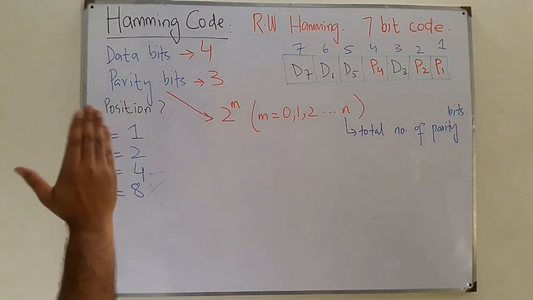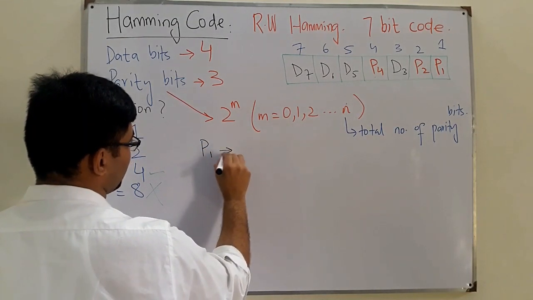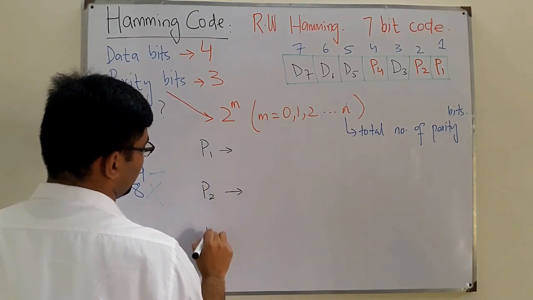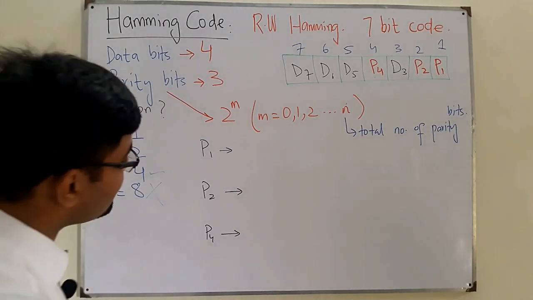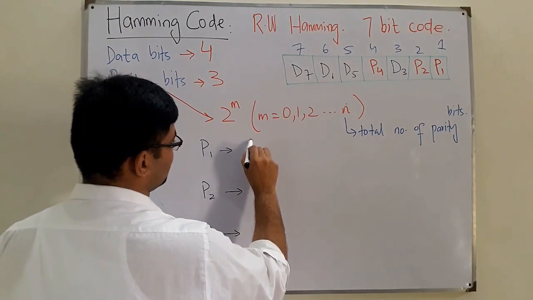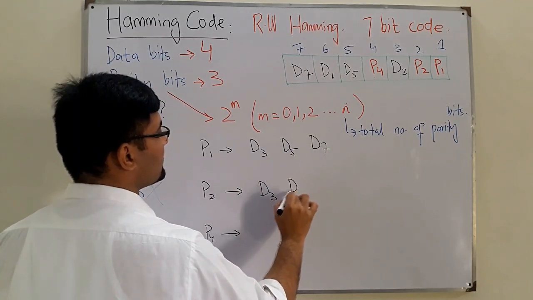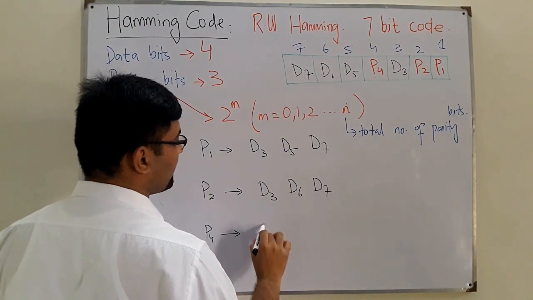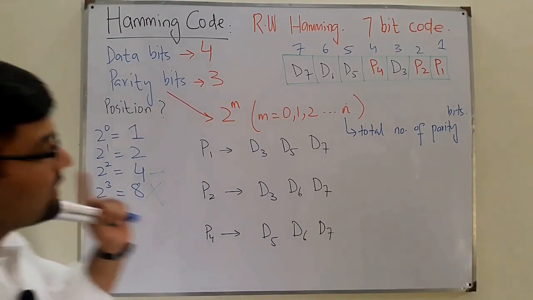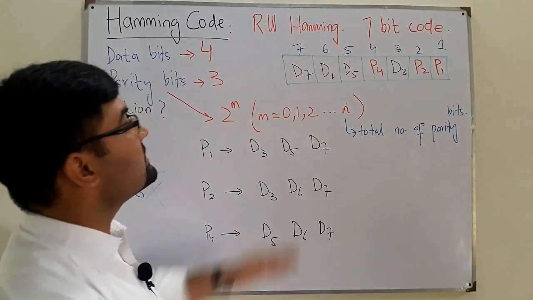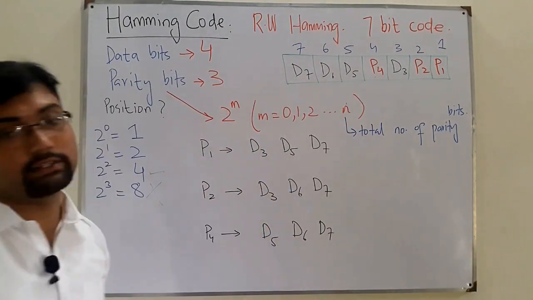Now this P1, P2 and P4, what do they depend on? So P1 depends on D3, D5 and D7. P2 depends on D3, D6 and D7, and P4 depends on D5, D6 and D7. Alright. Now why is that? How is that? So you need to ask R.W. Hamming, alright? Because this is his code and this is the method that he devised.